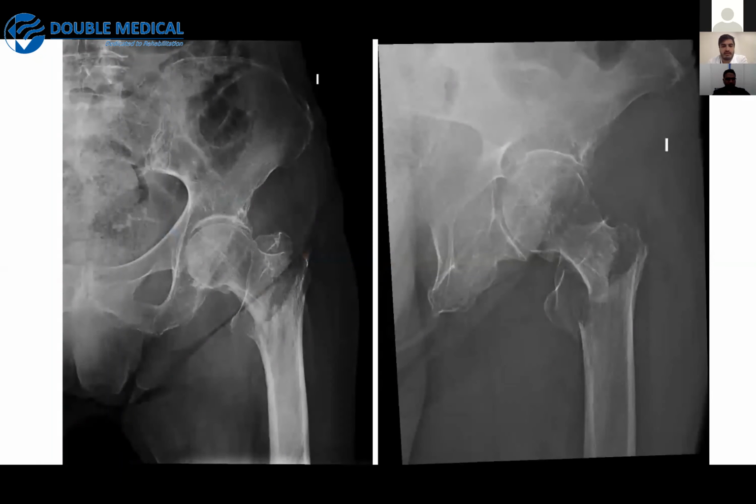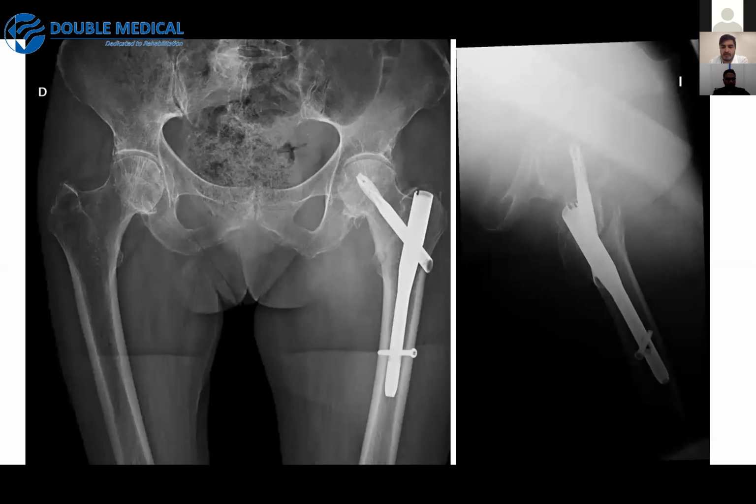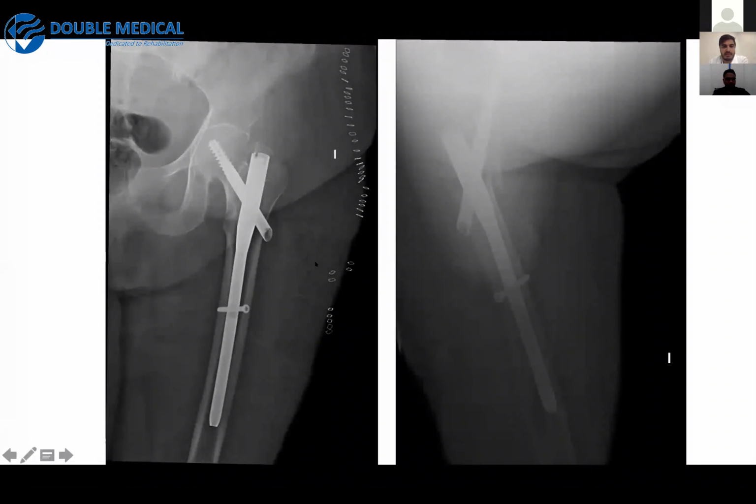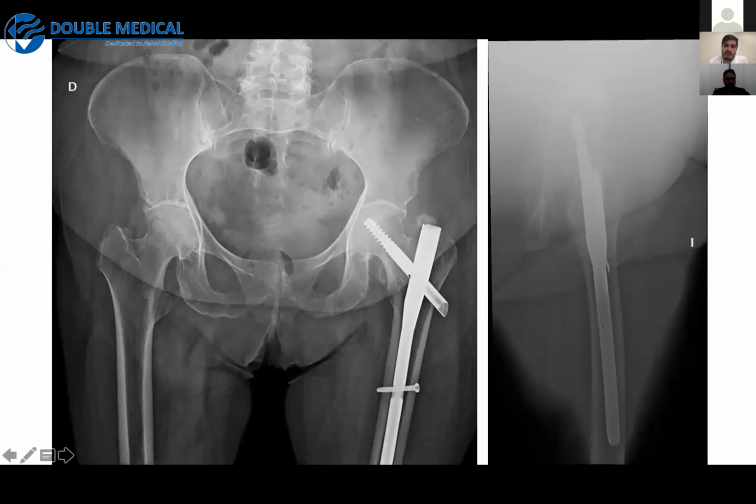So in this case, we have this 31-A2.3 fracture, and within this we have a negative, and we also have failure. But in this case, we have a neutral and positive in the axial. So we have a good outcome.